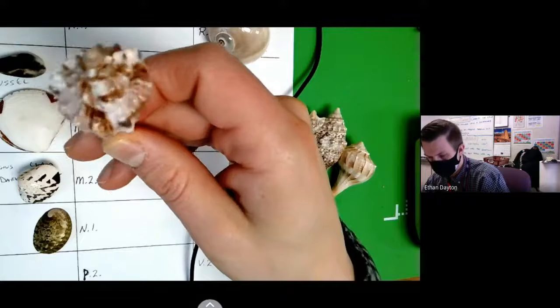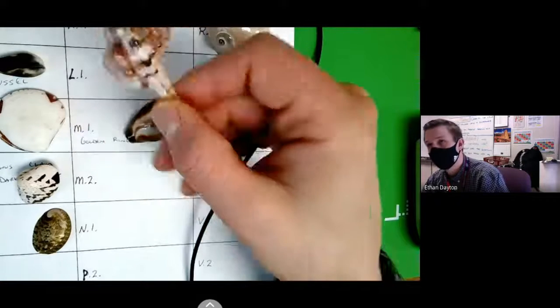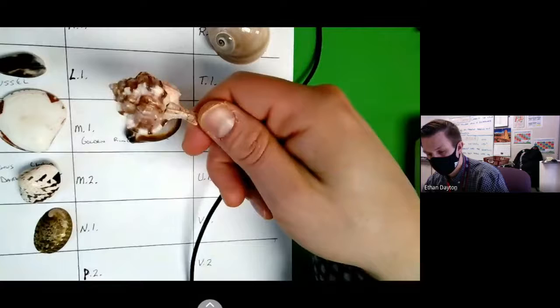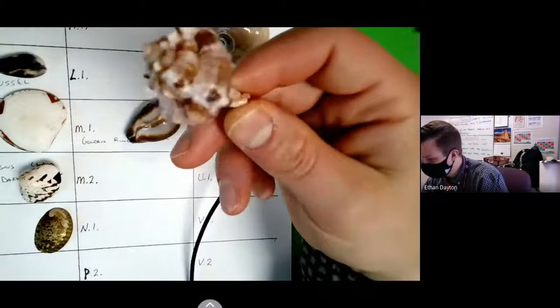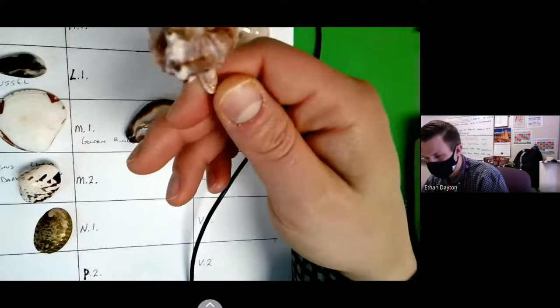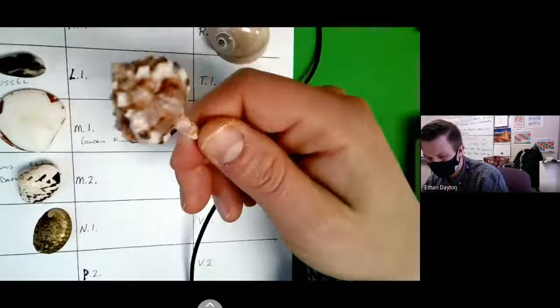Now, the spire is not elongated, short or flattened. The whorl is tightly spaced. Yeah, I mean, kind of. Or is it well spaced? Again, this is up in the air. But let's go to the next criteria.